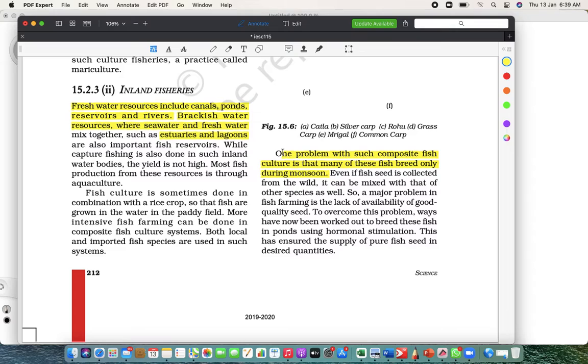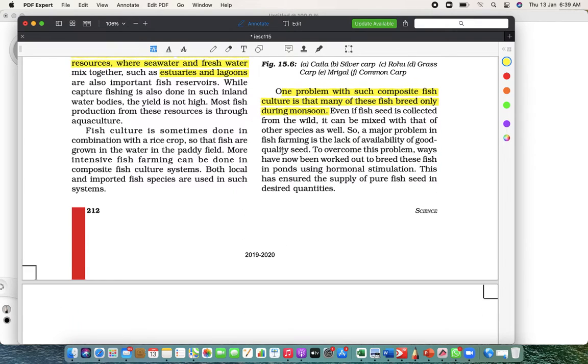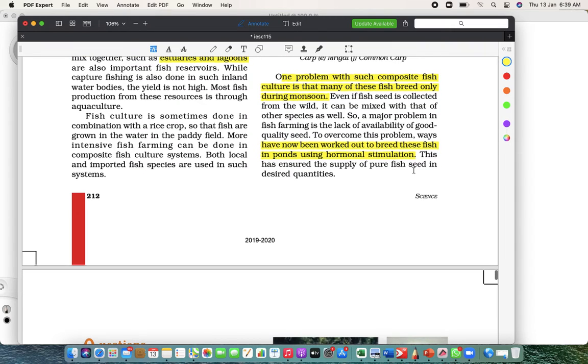To overcome these problems, these fishes are bred in ponds using hormonal stimulation. So basically, they give hormones to the fish that stimulate them and they lay eggs. Understood? So we do such things. We do have a solution for the same also. So understand this thing, that fish should breed also. Breeding means they will lay eggs.